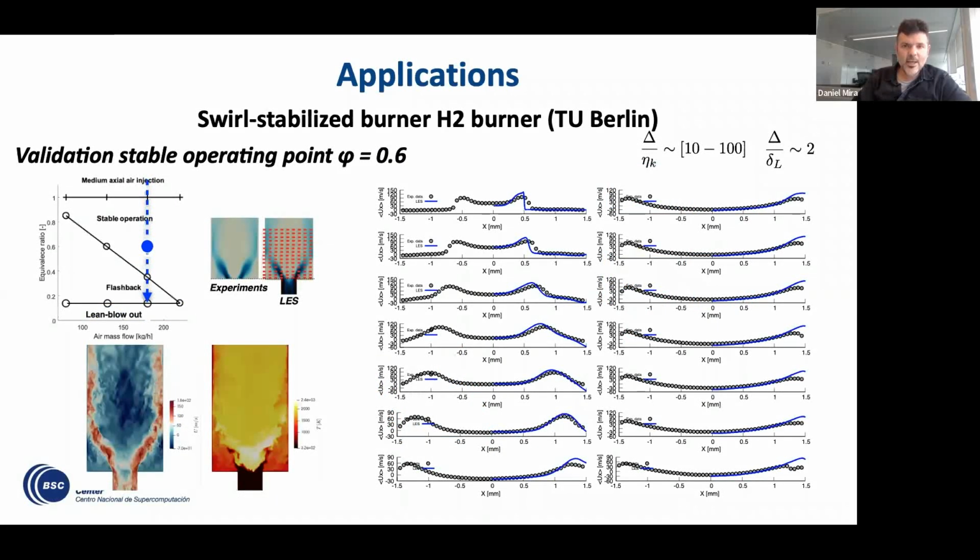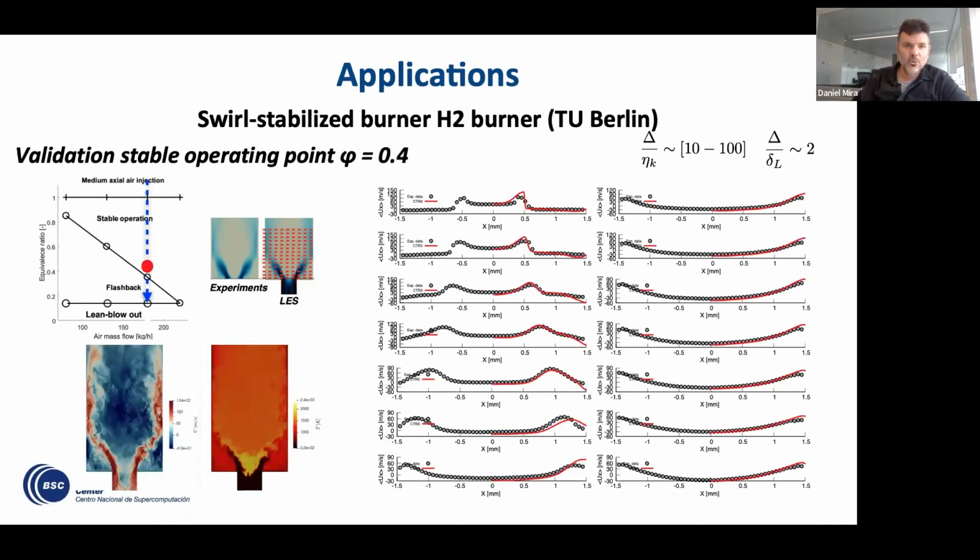For this, we started considering a stable operating point at equivalence ratio 0.6, as you can see on the figure on the left by the blue dot. Then we found quite a good correlation with the experiments at all the axial locations. And then we did the same for the lower equivalence ratio at 0.4. This was quite an important step to provide some confidence in the results before we start analyzing the flow fields.